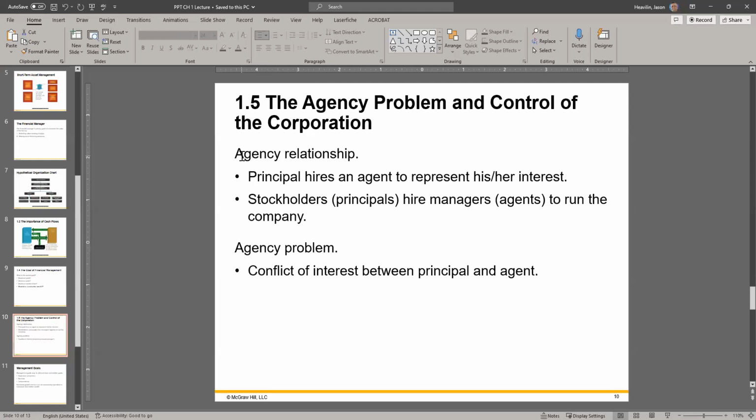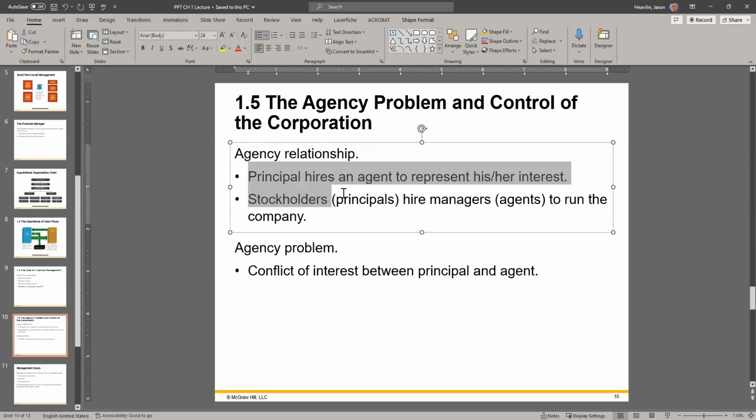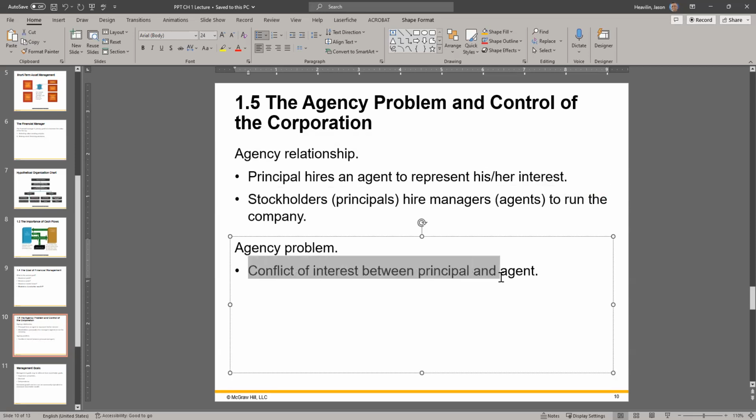And that's why here we say agency relationship. The principal hires an agent. Principal being the stockholders, they hire the CEO to represent their interest. Stockholders are the principals, managers are the agents to run the company. Agency problem is when there's a conflict of interest between principal and agent, and typically the agent is going in one direction that is not in line with what the stockholders want, which is simple: maximize their wealth.